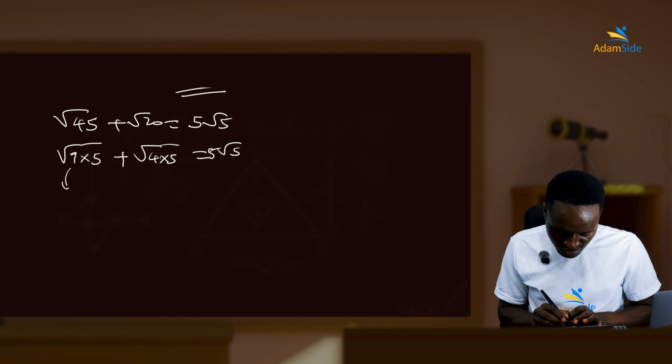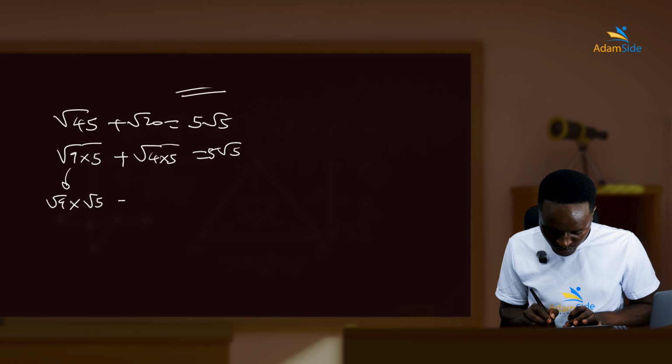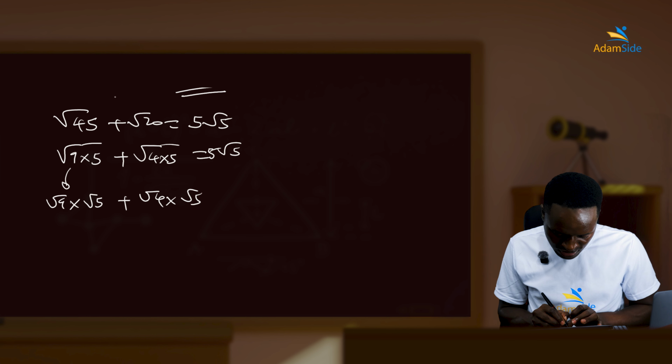So this will turn to root 9 times root 5 plus root 4 times root 5. Then root 9 is 3, so the answer is 3 root 5 plus 2 root 5. Then you add the coefficients, so 3 plus 2, then root 5. What do you get? Our answer is 5 root 5. And this is how you prove it. We have proven that question. You get your 2 marks.